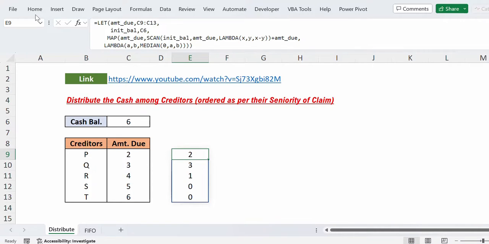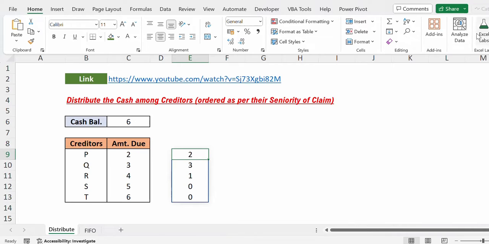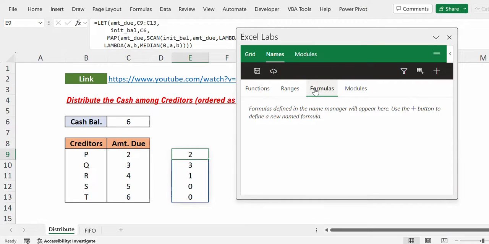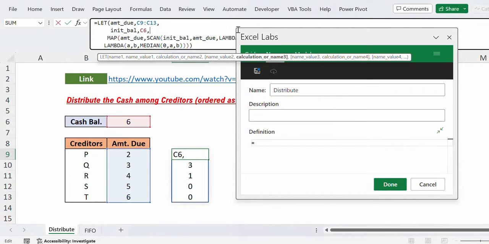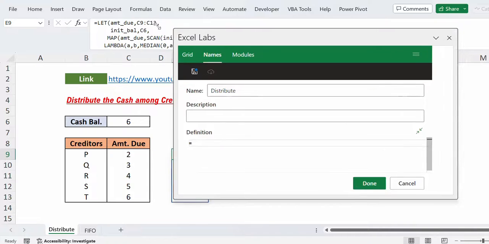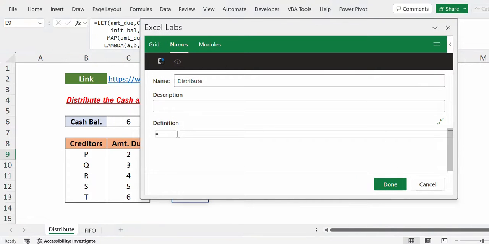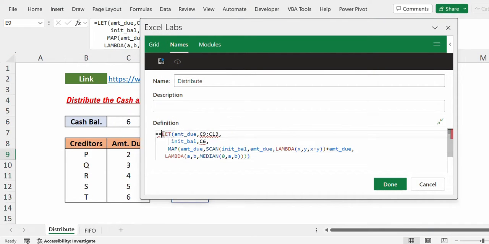So what we will do, we will copy this. Let's go to home tab. Let's go to Excel Labs, and from this formulas, we will add another formula here. So let's give it a name, distribute, right? And let me maximize this. Let me expand this and we will paste that formula here.